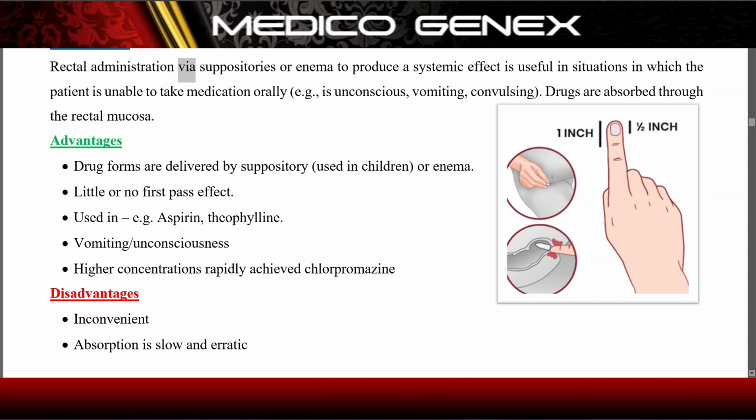Rectal administration via suppositories or enema to produce a systemic effect is useful in situations in which the patient is unable to take medication orally, for example unconscious, vomiting, convulsing. Drugs are absorbed through the rectal mucosa. Advantages. Drug forms are delivered by suppository, used in children, or enema. Little or no first pass effect. Used in, e.g. aspirin, theophylline.